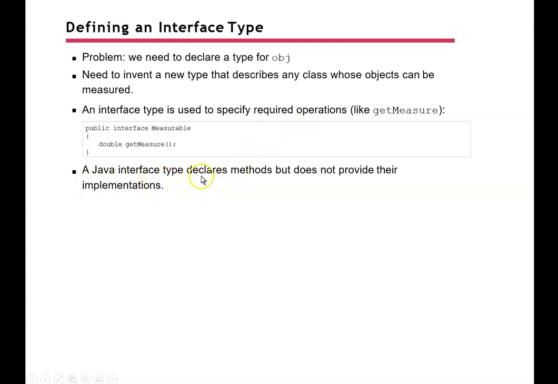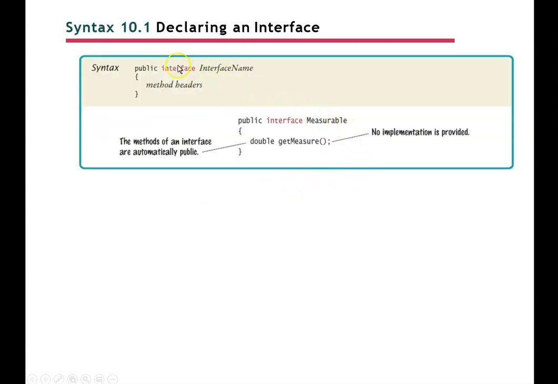A Java interface type declares methods, but does not provide their implementations. See here we say public interface Measurable, and double getMeasure, which will return a measure for any class that implements Measurable. So here's the general syntax. We've got the words public interface and then the interface name. The methods of an interface are automatically public. You do not provide the scope, and no implementation is provided.